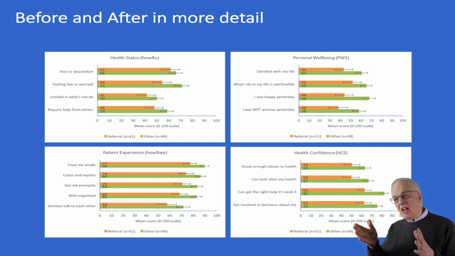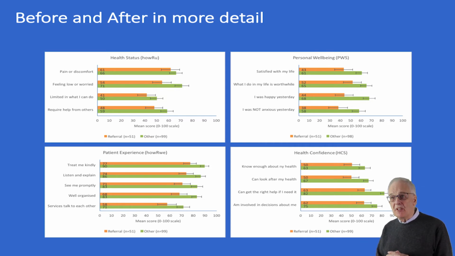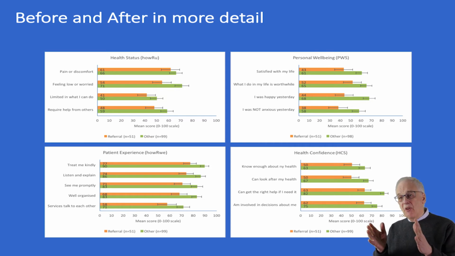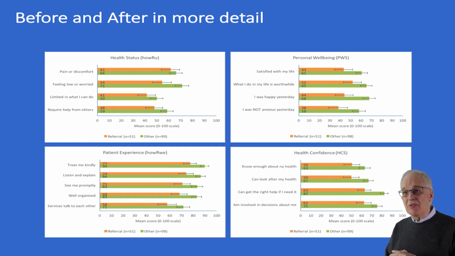The error bars are the confidence limits for each of these measures, which is how reliable they are. So where they overlap, there is no clear difference, and where they do not overlap, then there is a statistically significant improvement.